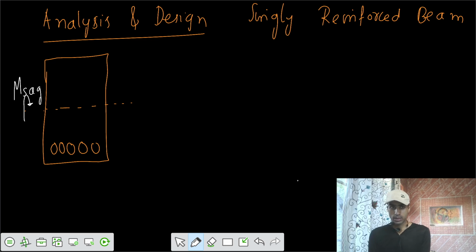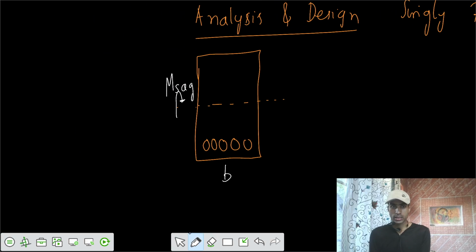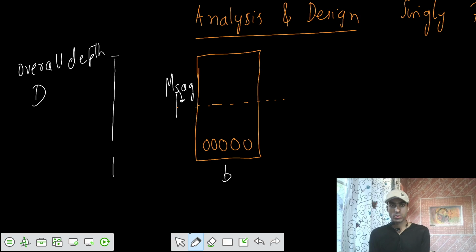Let's say the dimensions of the beam are: this is the width of the beam, B, cross section, and there's the overall depth, capital D, from top to the bottom. After that, there is small d, which we call the effective depth, up to the center of the bars, measured from the top. And there's some effective cover also, EC.